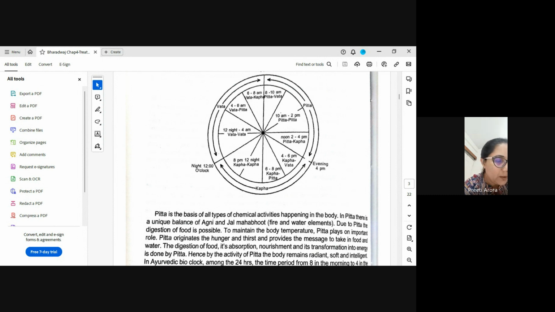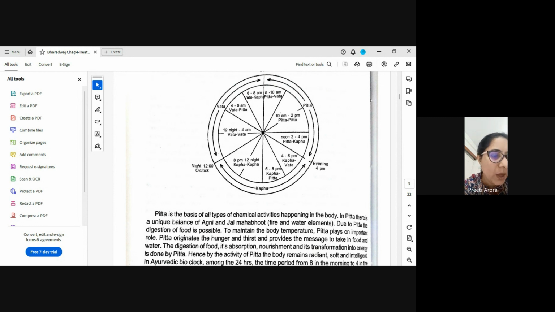When you come to Kapha, it starts from 4 p.m. From 4 p.m. to 6 p.m. you will have Kapha Vat time. From 6 p.m. to 8 p.m. you will have Kapha Pitta time. And Kapha time will be from 8 p.m. to 12 a.m. So you must have noticed we are getting 4 hours for the Tridosha in its own duration and only 2 hours for the other elements.